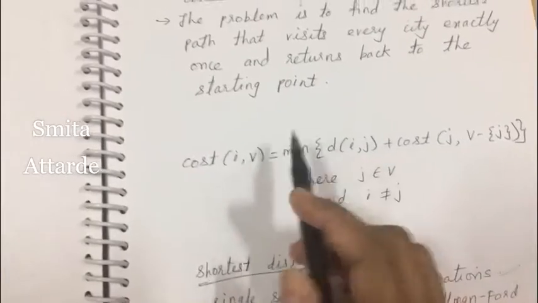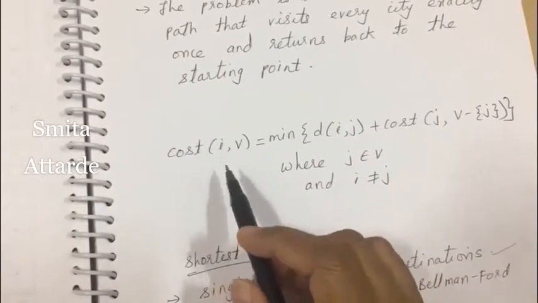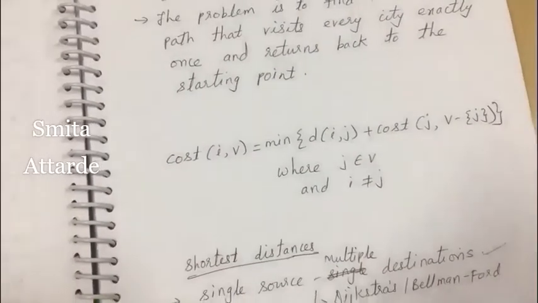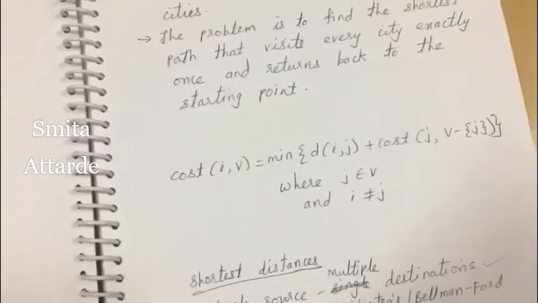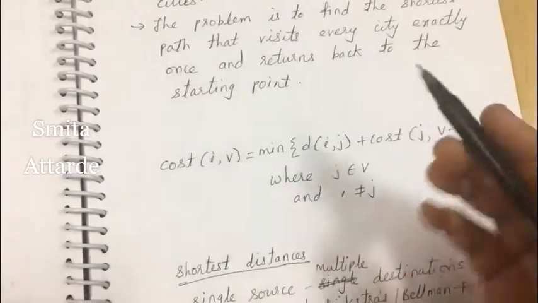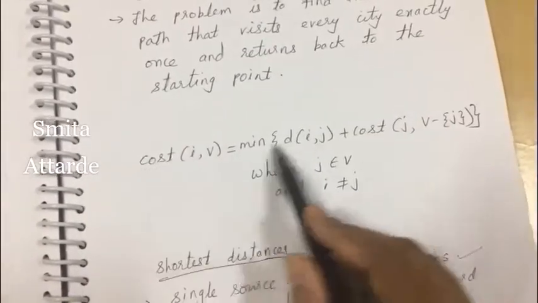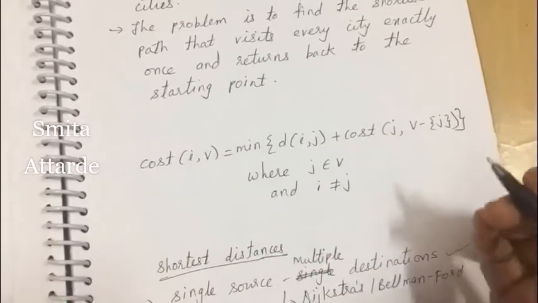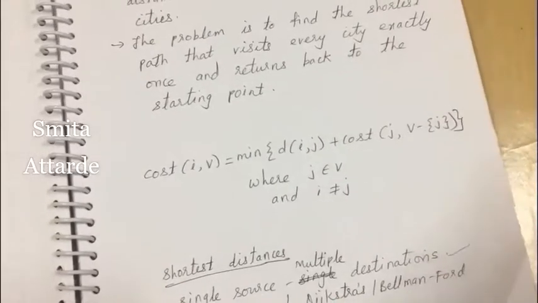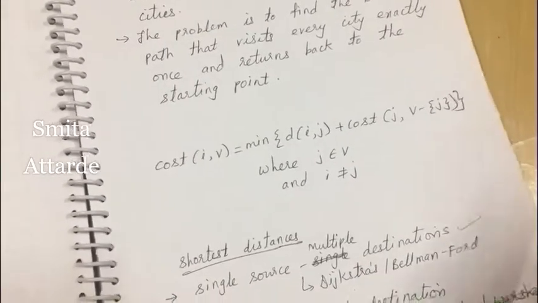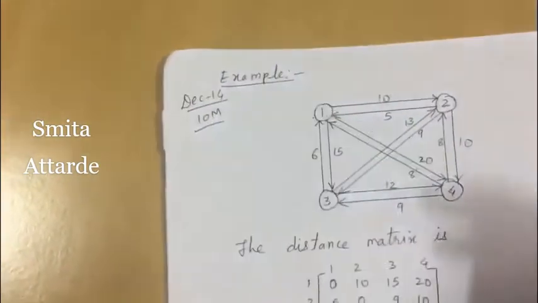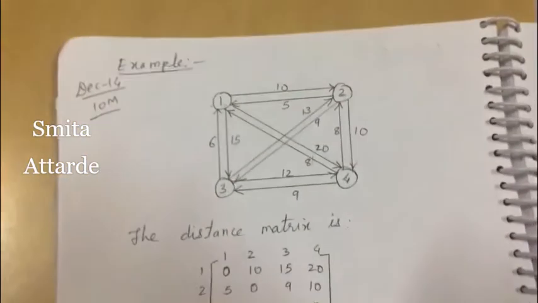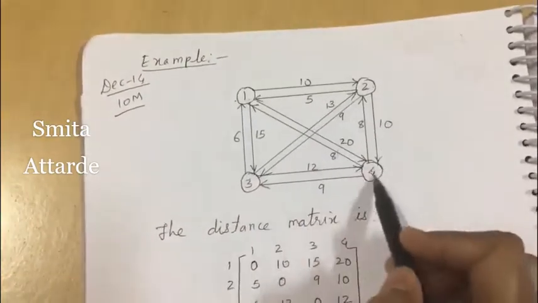This is the formula. Every time the salesman starts his tour from a vertex, we have to consider the intermediate vertices, whether there are 1, 2 or 3 vertices. We'll understand this formula as we see the example to implement. To clear the concept, we are going to consider one example which was asked in December 14 for 10 marks. Given is a graph which consists of 4 vertices.